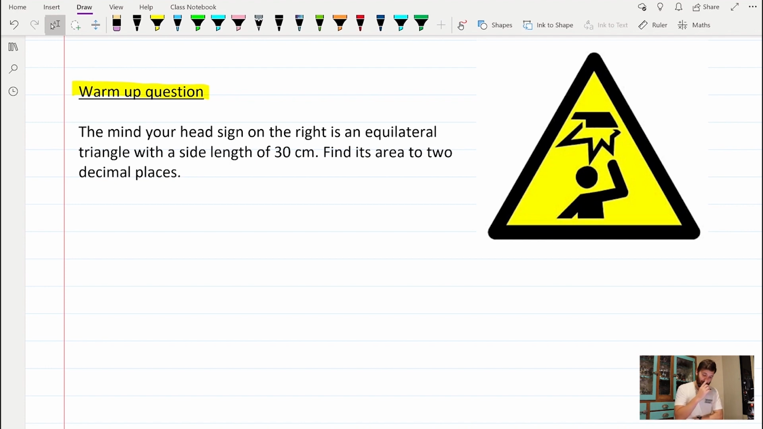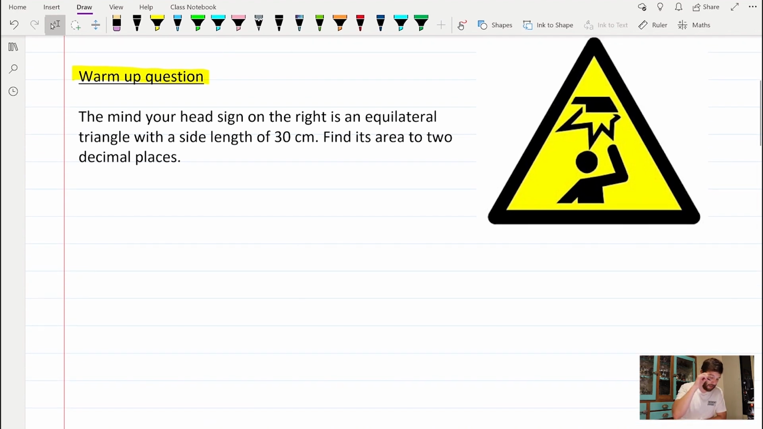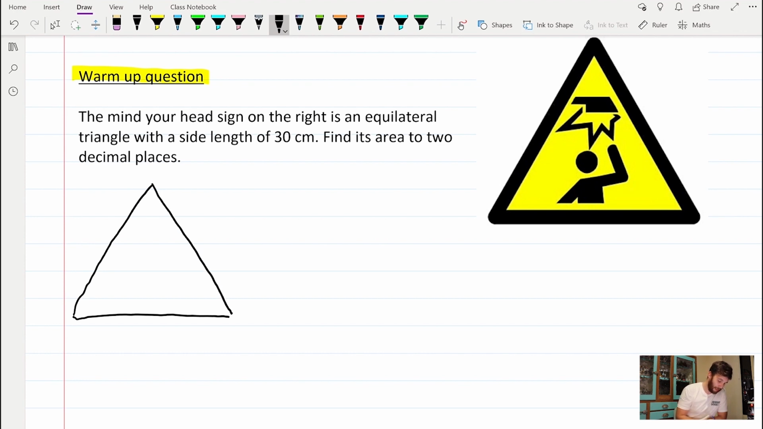Okay, so I'm going to have a look at the question and sketch the information that I know. I've got an equilateral triangle. I know that its side length is 30 centimeters. It's equilateral, so all 3 sides are the same length. I also know that it's an area question.